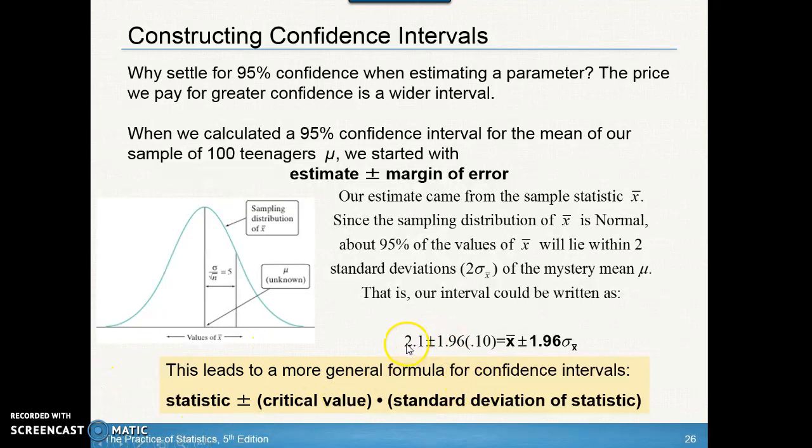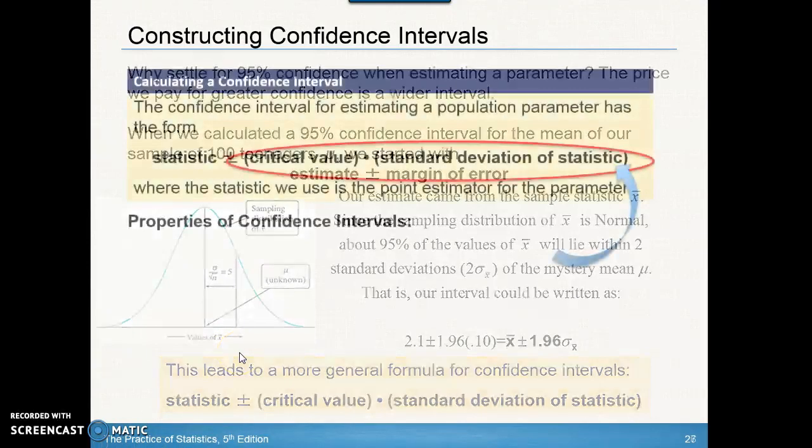So notice, how do we get the confidence interval? It's our statistic that we got from our sample, plus or minus, this is our critical value, so this is on our curve right here, sort of separates what's inside the confidence interval versus outside the confidence interval. That's your critical value, times the standard deviation of the statistic. Okay, so this is the general formula for finding your confidence interval.